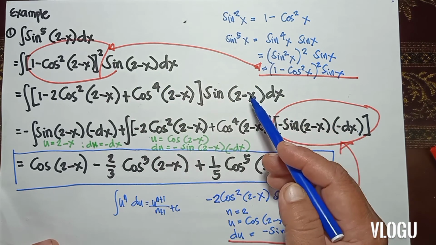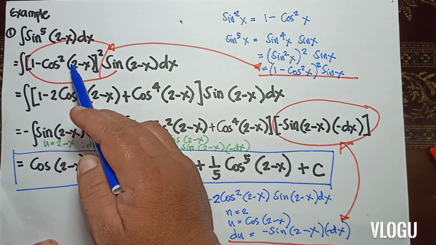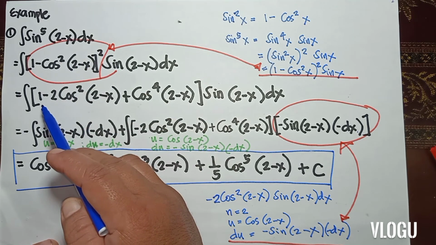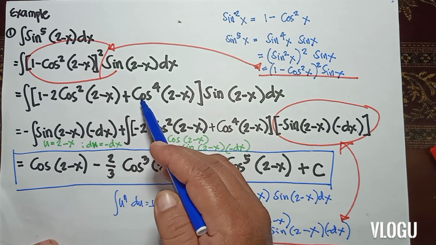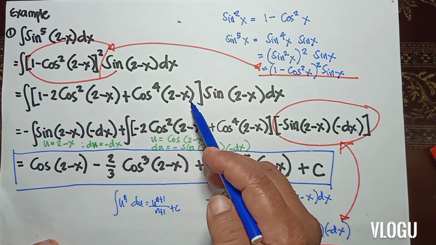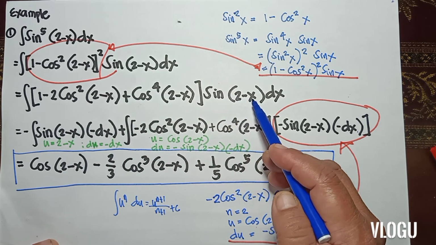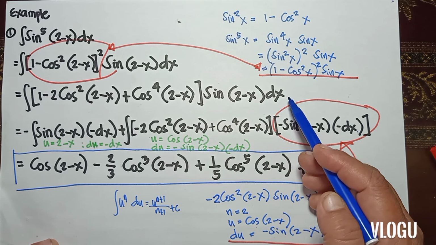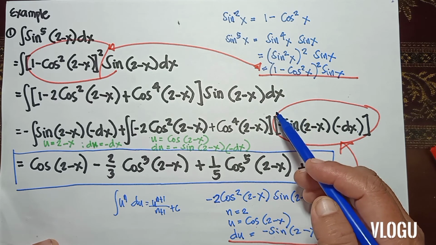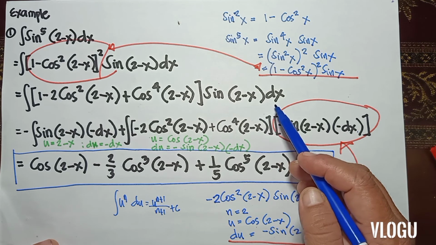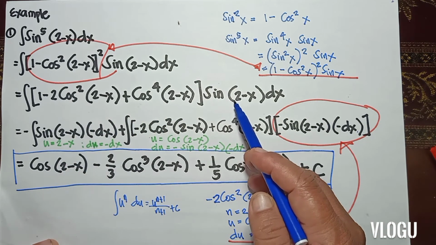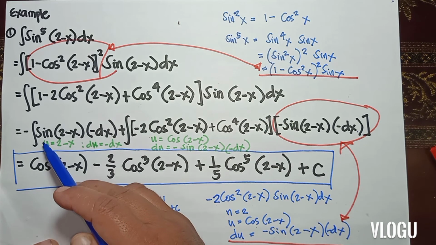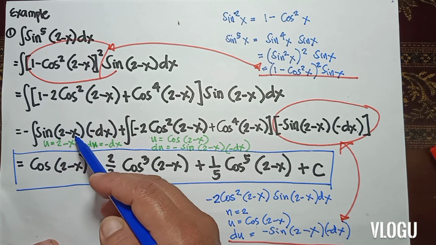After that, expand (1 minus cosine squared u) squared. That's the reason we have (1 minus 2 cosine squared (2 minus x) plus cosine to the fourth (2 minus x)) times sine (2 minus x) dx. Then multiply sine (2 minus x) inside, so you will have 1 times sine (2 minus x) dx.